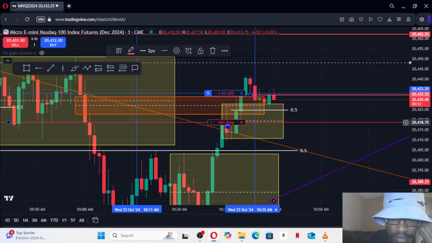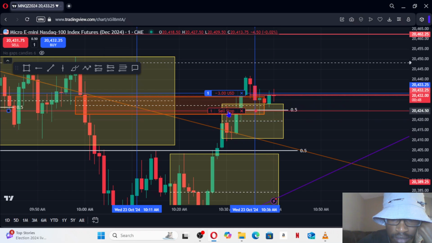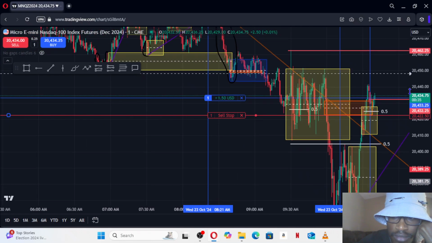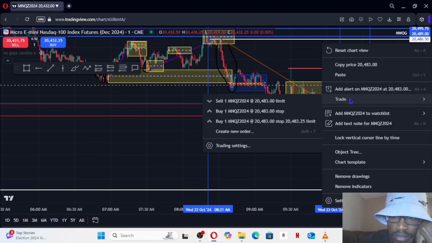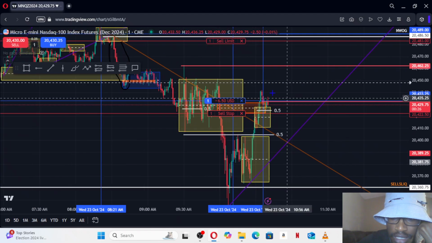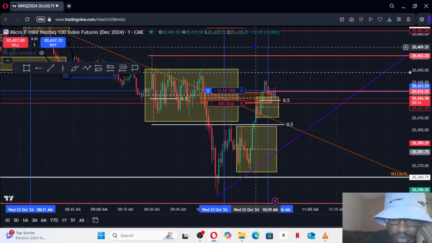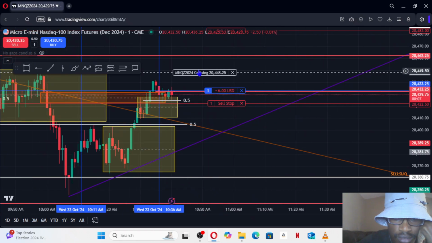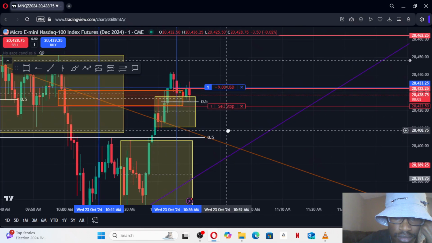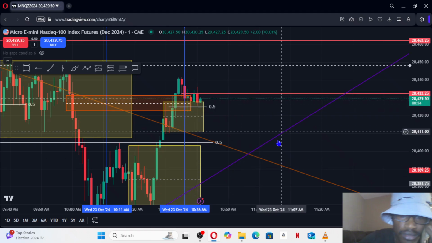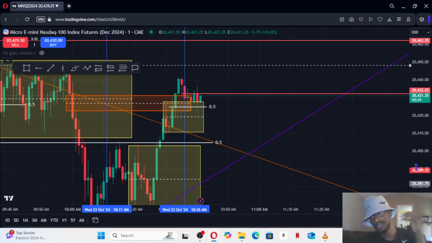Give me one more. Adjust it later. I don't like how it was playing within there, so I won't trade again till around 11.